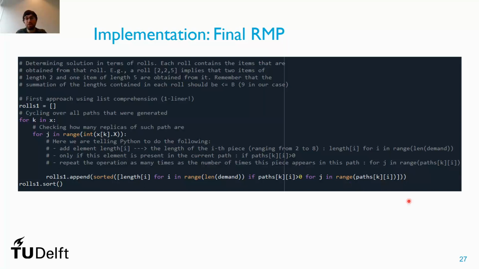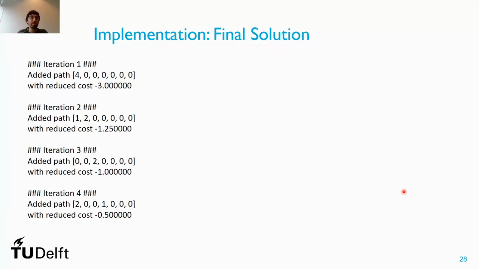And let me show you actually what the iterations look like. So hopefully this is a bit more clear. These are the first 4 iterations of column generation. In the first iteration, I'm adding this path, which is 4, 0, 0, 0, 0. But again, this doesn't mean this is a path with a length of 4 and then nothing else. That's why I needed that last step before, that rolls 1 step with the reduced cost of -3. Then I have a second path, third and fourth. How do they look like?